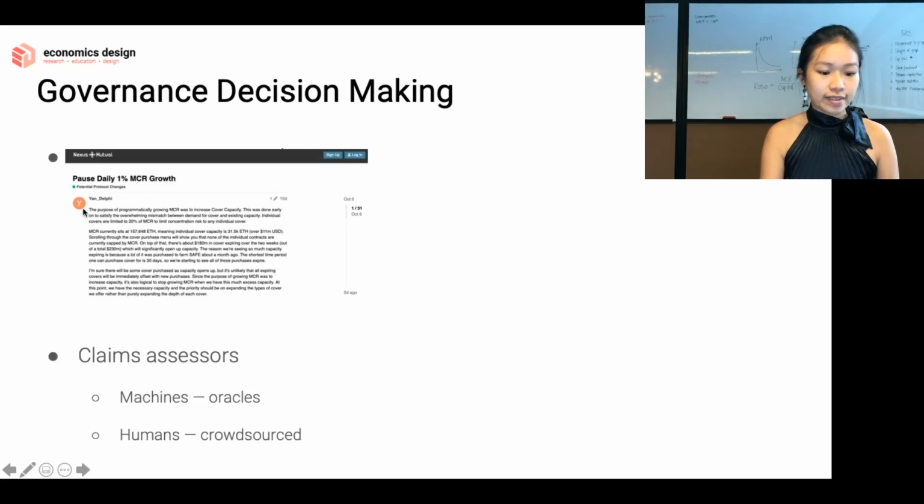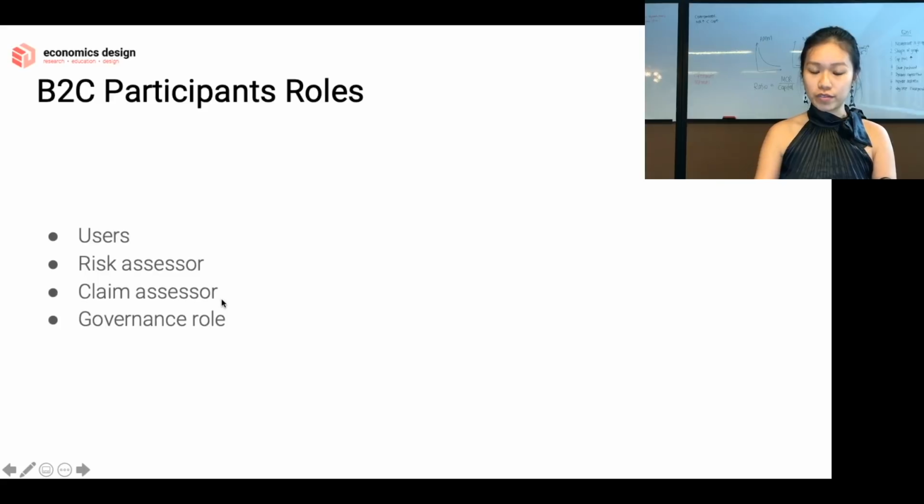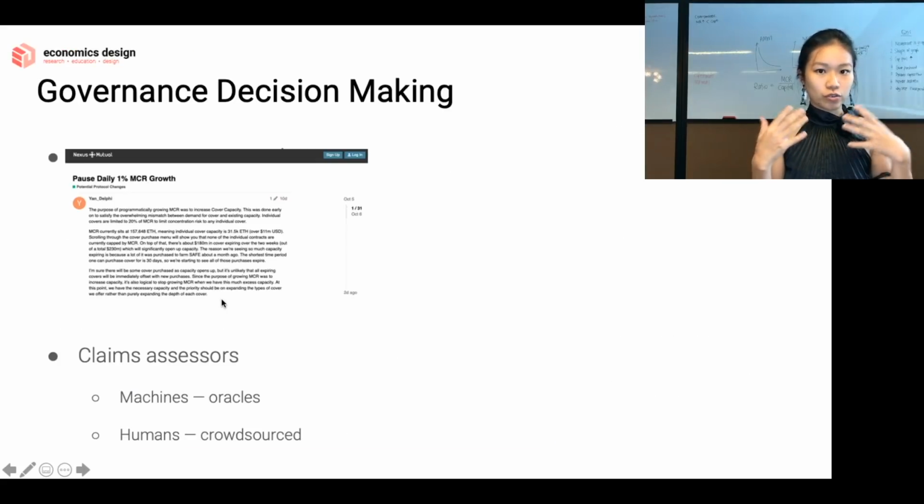But what it does is that basically anyone can propose something, because it's all peer-to-peer, right? So the proposal is to pause the 1% MCR growth, which is something that's embedded in the system. And then he wrote a proposal out, and then the proposal will go into your governance role, your governance vote. So the proposal is created by anyone, could be you and me. And then if it's approved, it goes to governance.